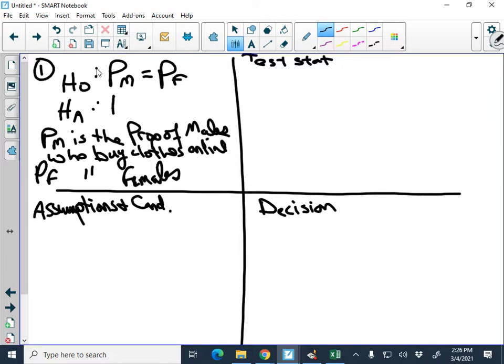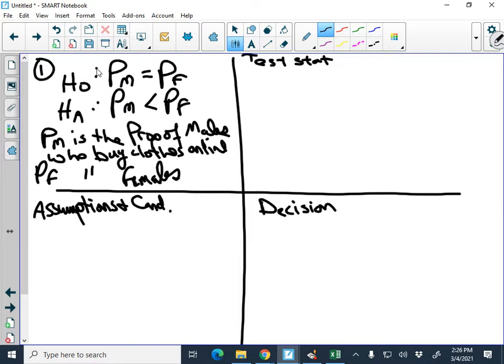Now, since I put the males first, my alternative is that the proportion of males is less than the proportion of females. If you put females first in the top one, that's fine. But you're saying that the females are greater than, and here's all that's going to affect. I'm going to have a negative z-score. You're going to have a positive z-score. I'm going to have the same exact p-value as you because the curve is symmetrical. So that p-value won't change, and the decision will be the same. You're going to figure out that, according to this, the females have a higher proportion that buy things online.